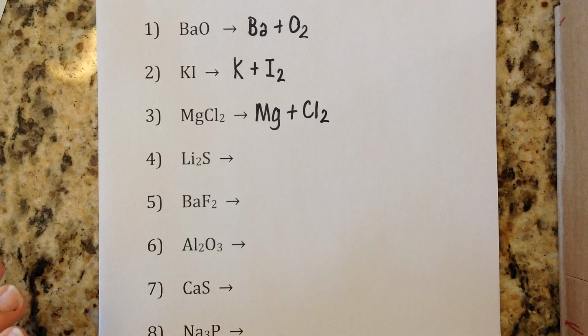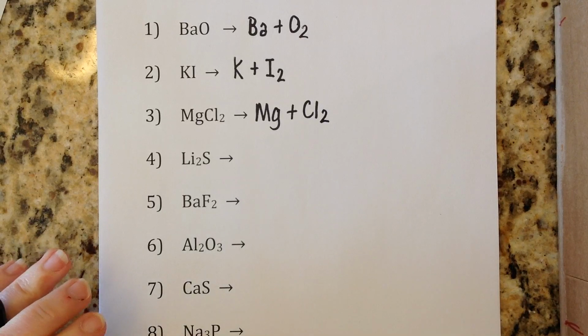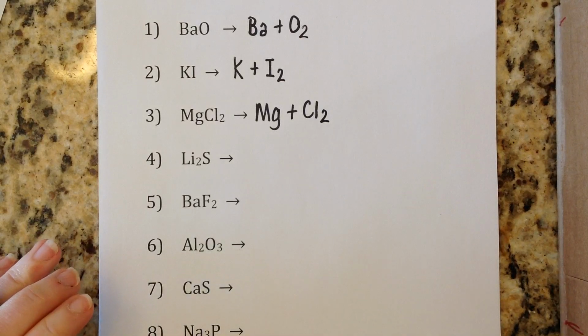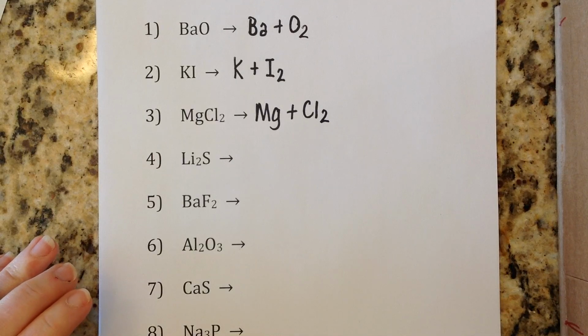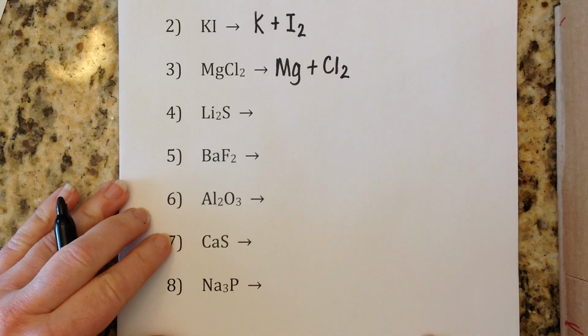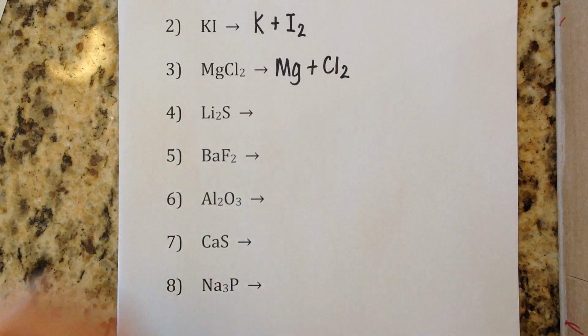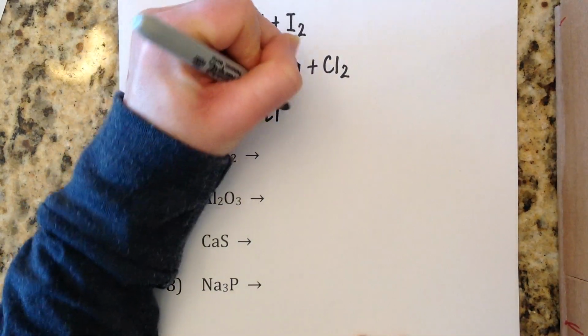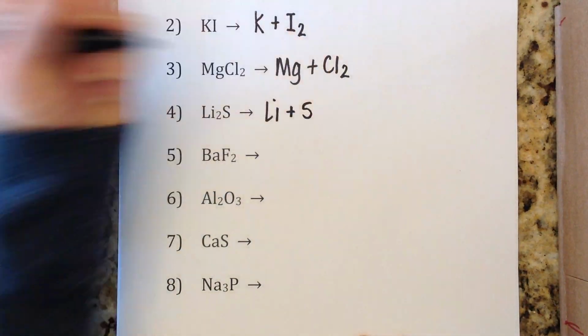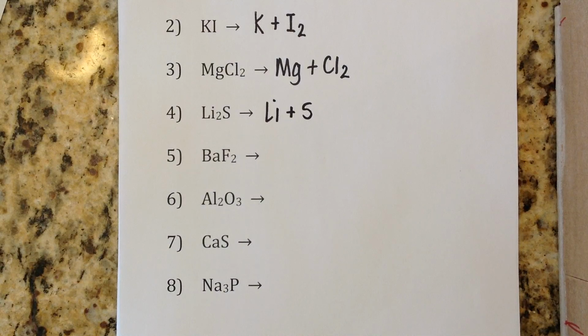You will get used to very quickly when you write these, if you forget to put the 2 on one of the diatomics, it's going to look strange to you. So that's something that students are typically very good at very quickly. Number 4, lithium sulfide. That is made of lithium and sulfur. Now, sulfur is not a diatomic molecule. It can actually exist just like that, so we're done. We do not put a 2 with the sulfur in this case.